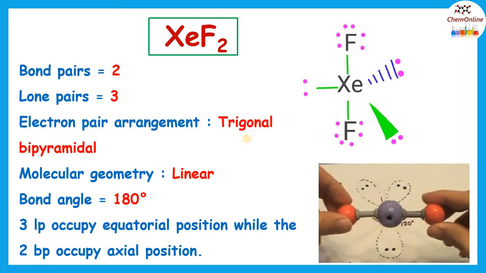But since there are 3 lone pairs of electrons, the geometry changes to a linear one with a bond angle of 180 degree. The 3 lone pairs occupy the 3 equatorial positions, as you can see here, and the fluorine atoms occupy the axial position. That is, the 2 bond pairs occupy the axial position, one above and below the plane, and the 3 lone pairs occupy the equatorial position. So instead of trigonal bipyramidal geometry, the geometry of XeF2 becomes linear with a bond angle of 180 degree.